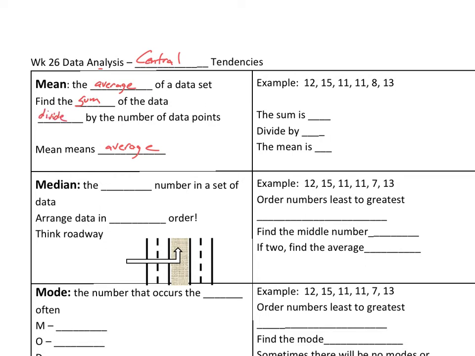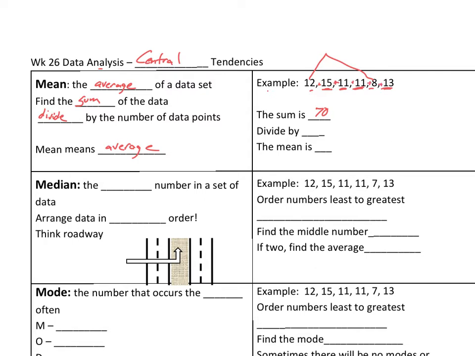All right, so over here is my example. Here are my data points. I'm going to find the sum of those, so I'm going to add them all together. 12 plus 8 is 20, plus 11 is 31, plus another 11 is 42, plus 15 is 57, plus 13 is 70. So the sum is 70. I add them all together. You can add them together in any order.